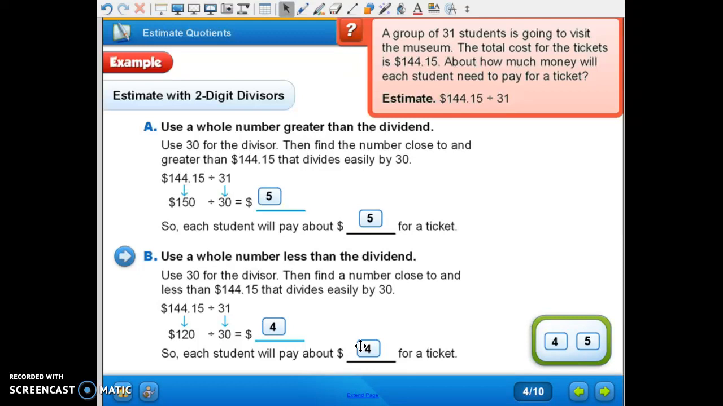Now the question is, which estimate do you think will be a better estimate of the cost of the ticket? Which one would be better, the $5 or the $4? Hey, we're talking about money. Would you want to estimate low if you were using money? No. Because you wouldn't want to walk up to the ticket booth with $4 when it was really going to cost you $5. So it's probably better to estimate on the high side when you are estimating with money. So in this particular case, your best estimate is probably the $5.